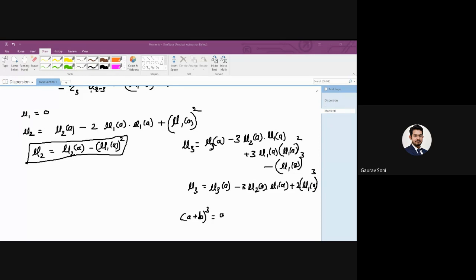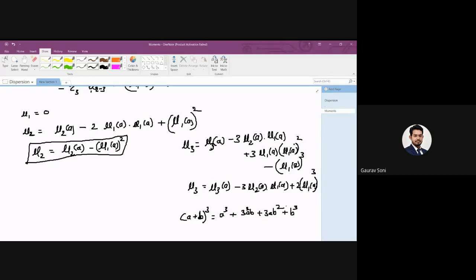Nishtha? Sahil Jain. Okay, Vaibhav, please tell me. So A cube plus B cube plus 3AB bracket A plus B, which if you simplify will be A cube plus B cube plus 3A square B plus 3AB square. Yes sir.